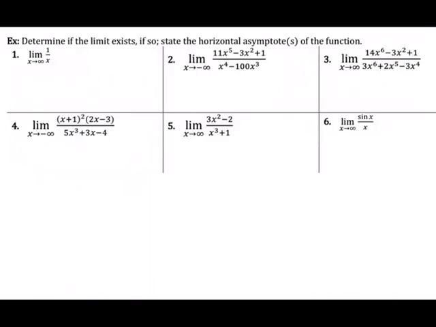The directions here say determine if the limit exists. If so, state the horizontal asymptotes of the function. So here on number 1, what's happening is that we have a constant over something that's tending towards infinity, so something that's moving fast. This limit is going to be equal to 0. For number 2, looking at this polynomial, we're going to look at the degrees.